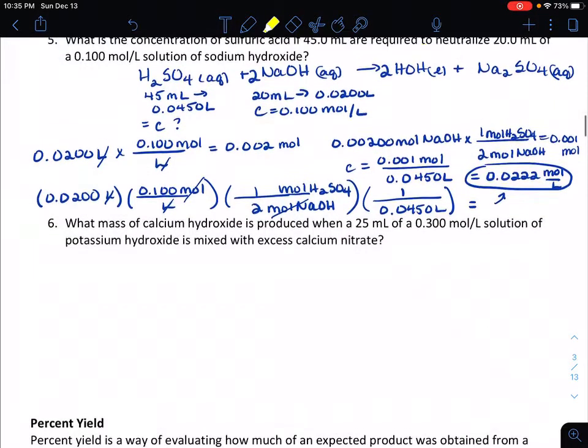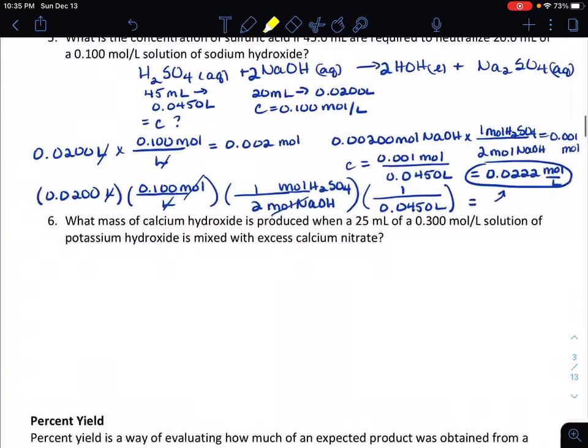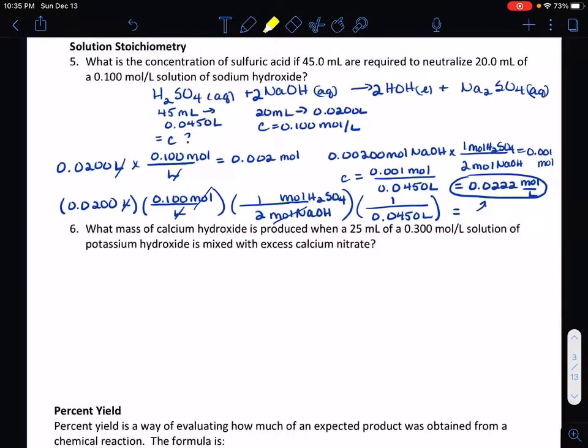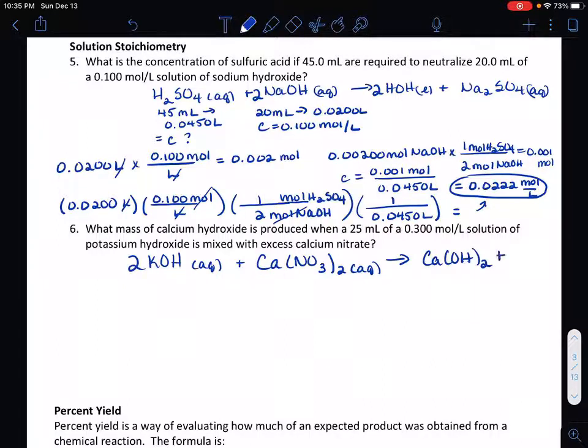So for this one here, I've got potassium hydroxide, and it's being combined with calcium nitrate. Again, double replacement reaction, so I get calcium hydroxide plus potassium nitrate.